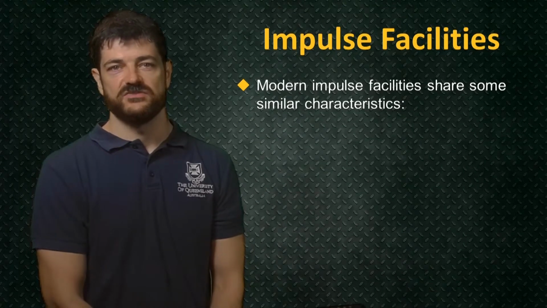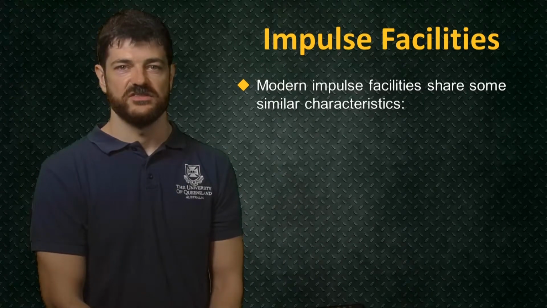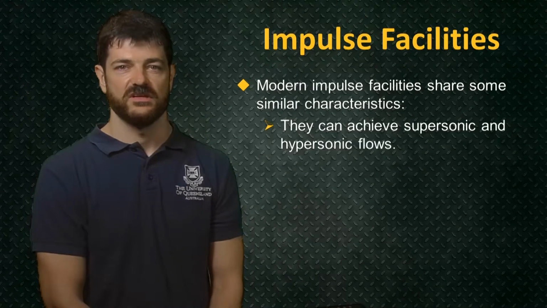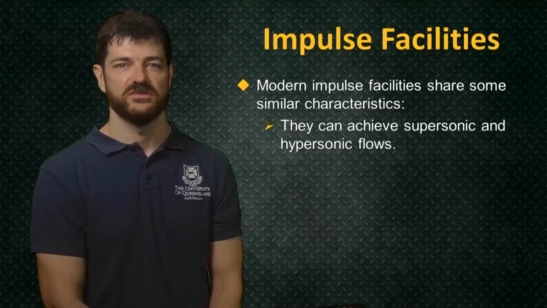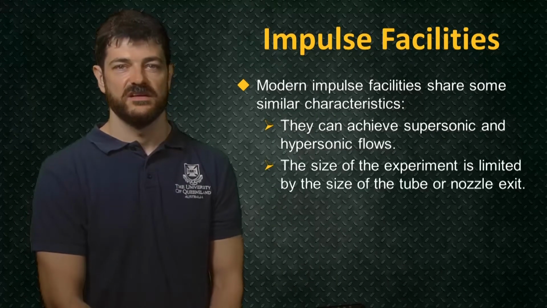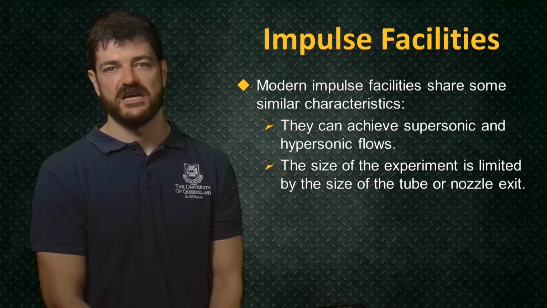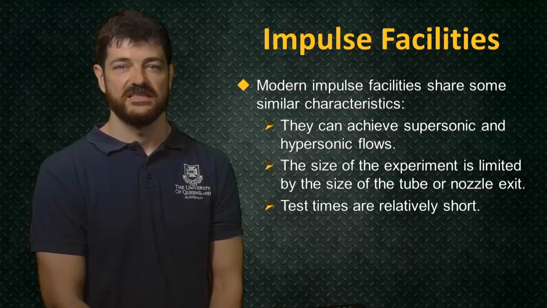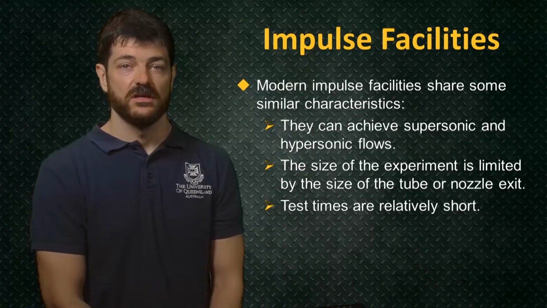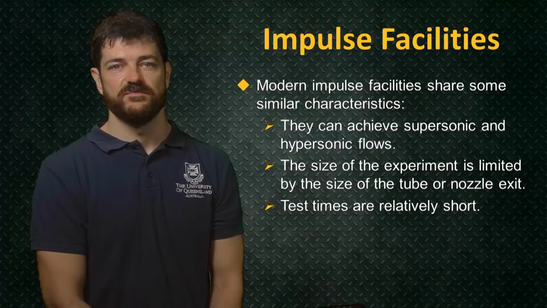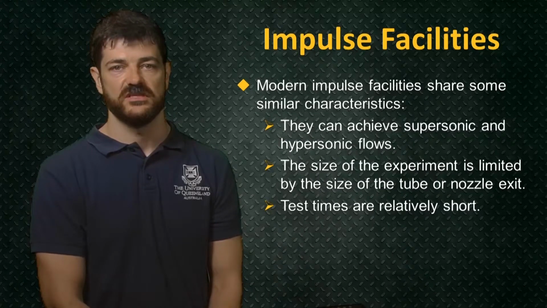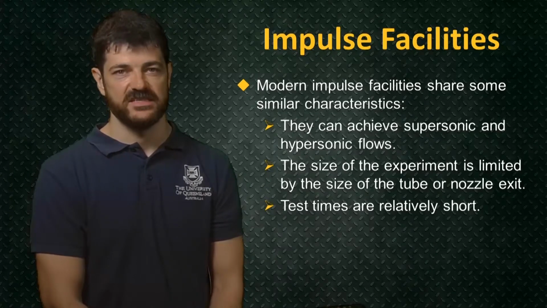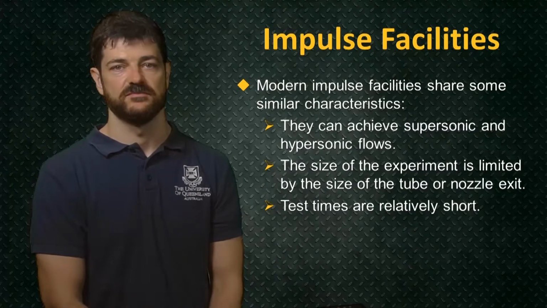Now, modern impulse facilities share some similar characteristics. They all achieve supersonic and hypersonic flows. The size of our model is limited by the diameter of the tube exit or the nozzle exit. Test times are short. We start with a finite length of tube filled with test gas and we blast it at hypersonic speeds over our model. Now this process only lasts a very short time. However, we can extend test time by using a longer facility.